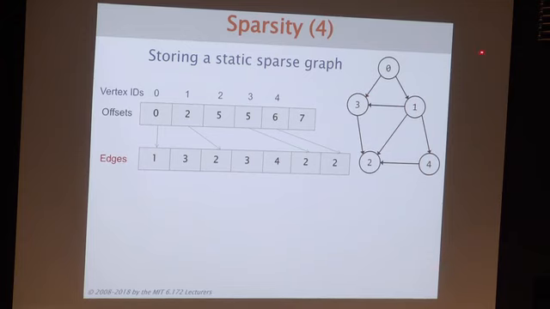So let's take vertex 1, for example. The offset of vertex 1 is 2, so we know that its outgoing neighbors start at position 2 in this edges array. And then we see that vertex 1 has outgoing edges to vertices 2, 3, and 4. And we see in the edges array 2, 3, 4 are listed there. And you can also get the degree of each vertex, which is analogous to the length of each row, by taking the difference between consecutive offsets. So here we see that the degree of vertex 1 is 3, because its offset is 2, and the offset of vertex 2 is 5.